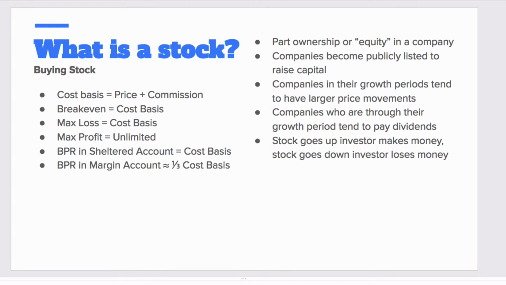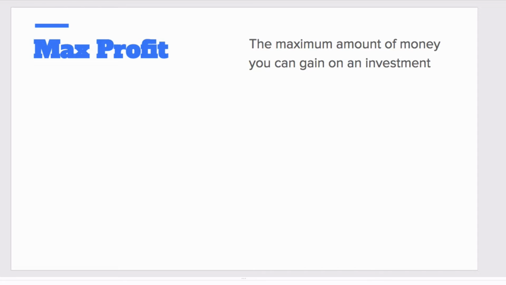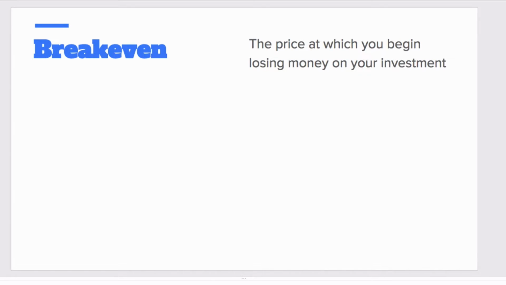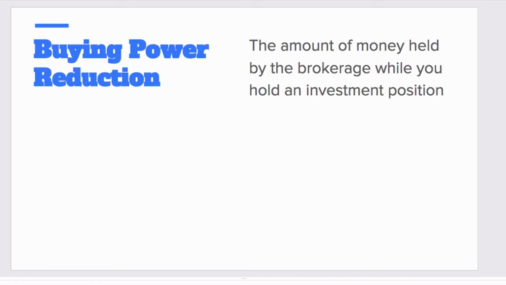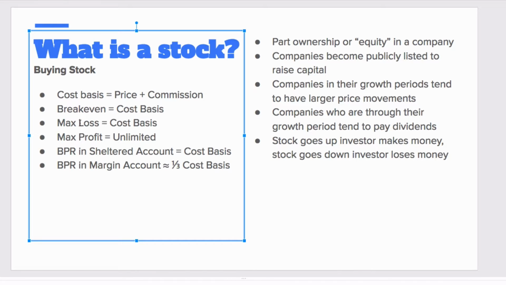Okay. So just think on those for a little bit. Cost basis, cost of a particular investment, max profit, how much money you can make, max loss, how much money you can lose, break even, the point at which you start losing money, and then buying power reduction, how much the brokerage holds. So those are some important definitions that will come into play as we move along. All right. I'm going to spin through these fairly quickly again. As always, if you have questions, let me know. But let's look at the three main items we're going to look at in this course.